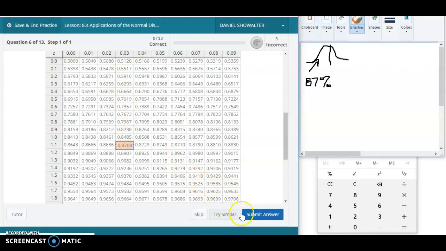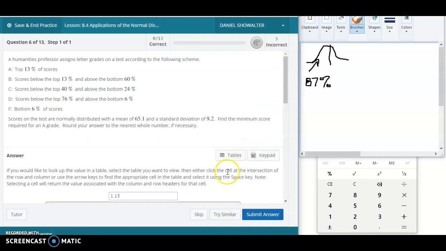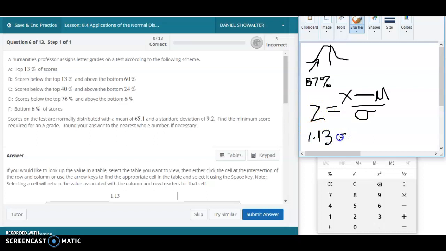1.13. But that's not the score itself. It says the minimum score required for an A, it's not 1.13. So here's where we use the formula, and this is the formula for standard normal. So this 1.13 is the value here for z, 1.13, and we don't know what the x is. That's what we're trying to find.